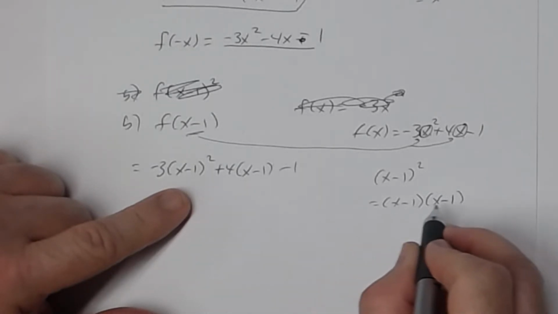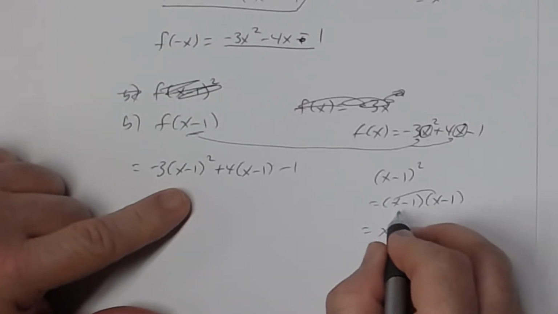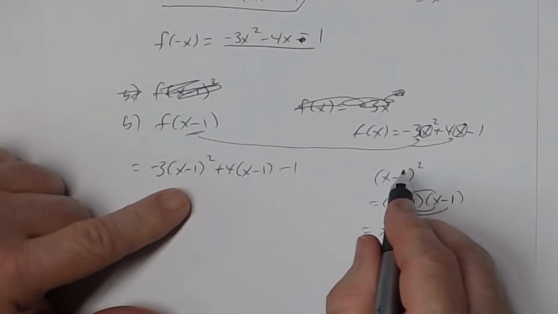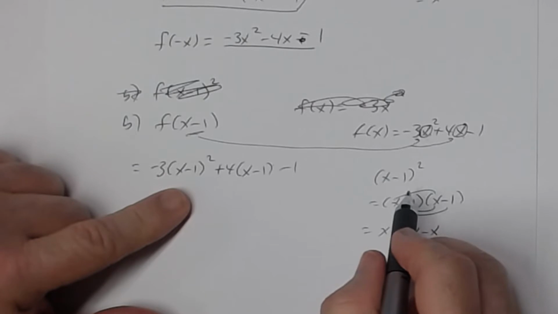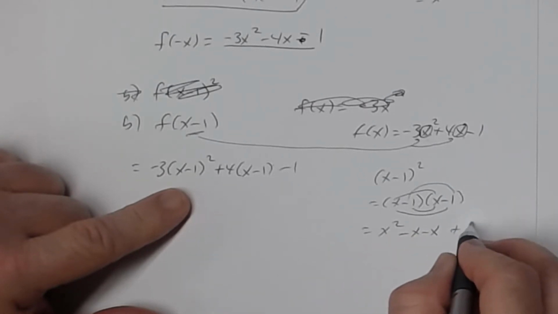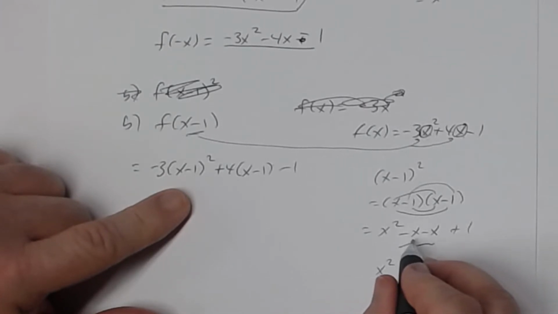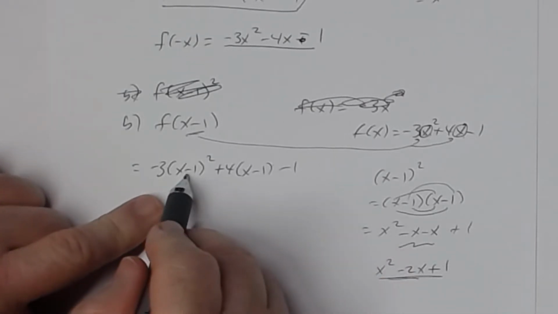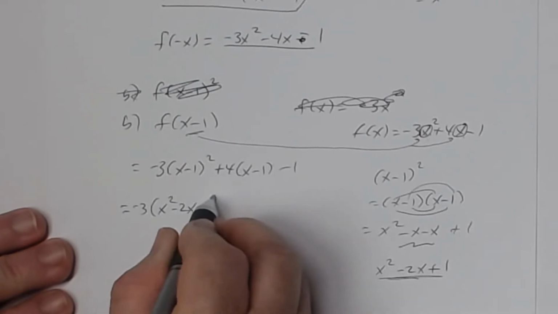I also know how to multiply two binomials. I'm going to go ahead and use the FOIL method. So when I do that, I get x times x is x squared. The outer is a negative x, and the inner is also a negative x. Whenever you square a binomial, the outer and the inner are the same. You're going to have two identical terms here. A negative 1 times a negative 1 is a positive 1. Combining those two identical terms, I get x squared, a negative x and a negative x is a negative 2x, plus 1. So x minus 1 squared is this trinomial right here. So this becomes negative 3 times x squared minus 2x plus 1.